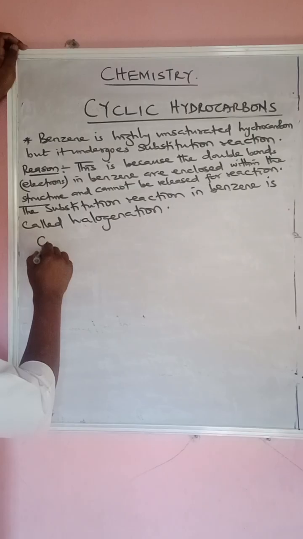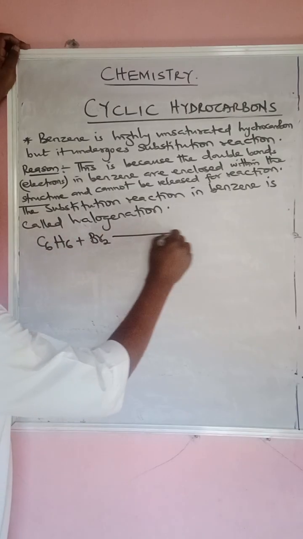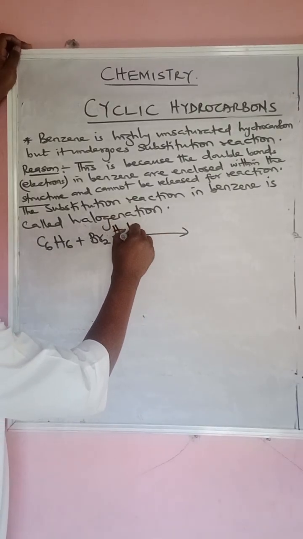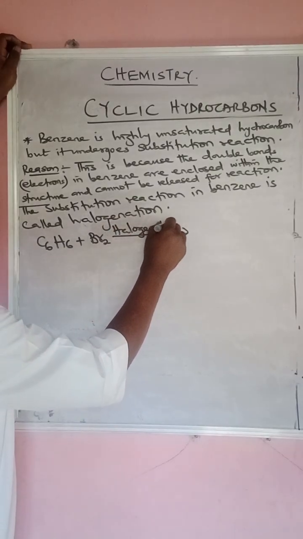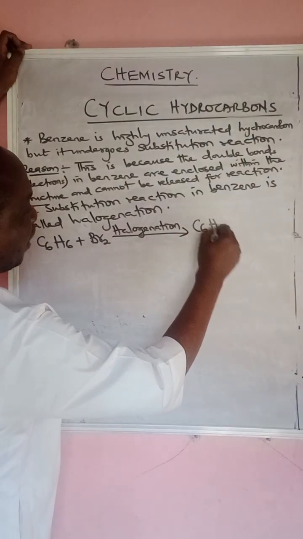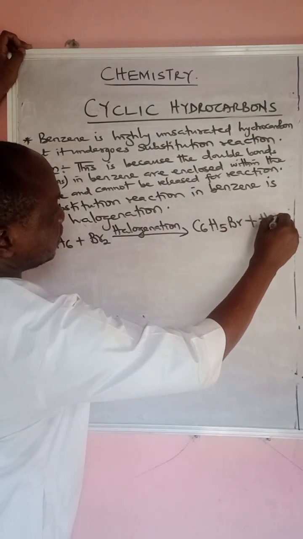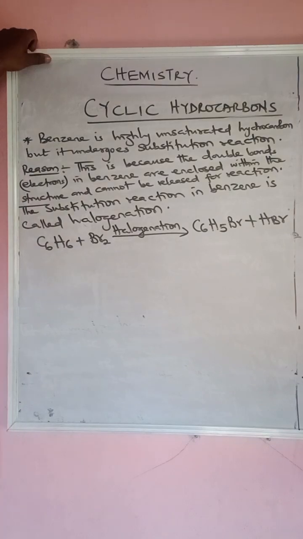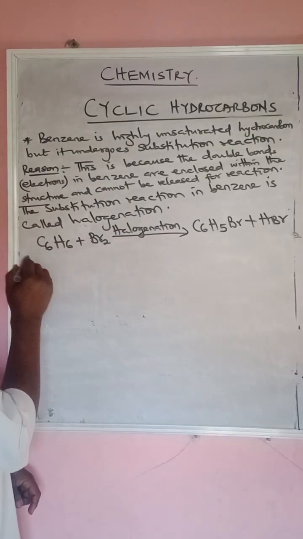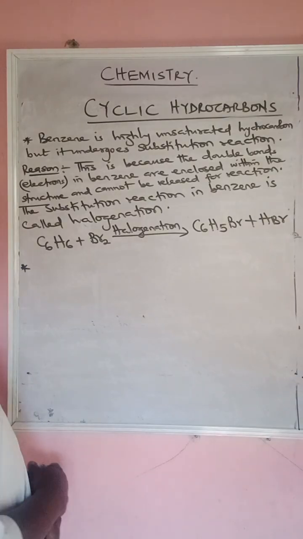Let's see the meaning. C6H6 plus, let's say, bromine, for example. The process is halogenation. So it will give C6H5Br plus HBr. You can see this substitution reaction can only occur during halogenation. Please take note of that. Number one, you need to know about benzene here: unsaturated cyclic hydrocarbon, or aromatic.